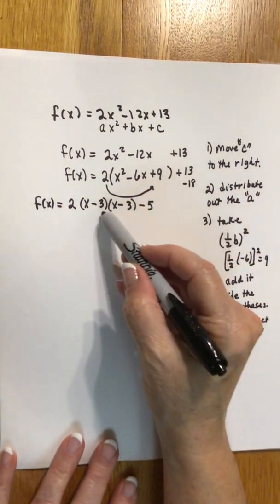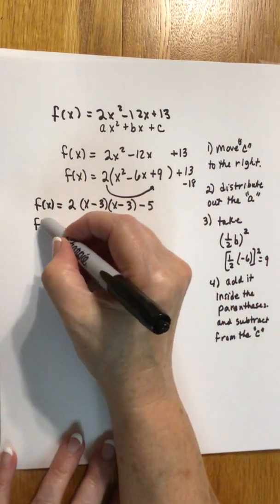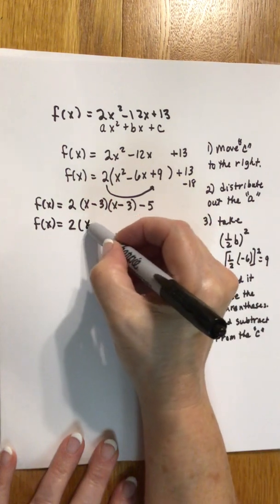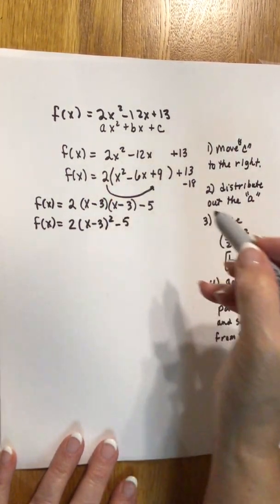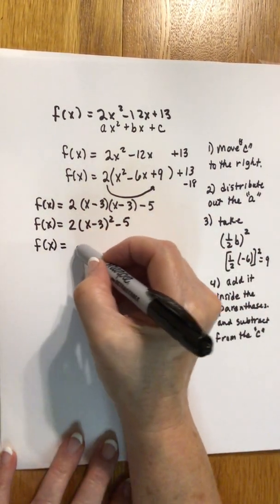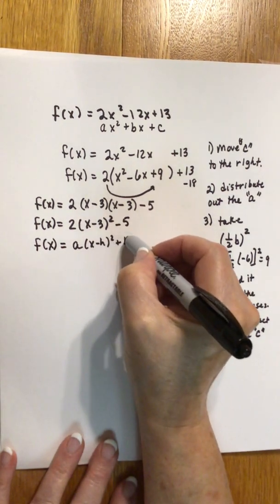Now, we know these two are going to come out to be the same because we made it that way. We've completed the square now. So this is going to be 2x minus 3 squared minus 5. So that's in the standard form, f of x equals a times x minus h squared plus k.